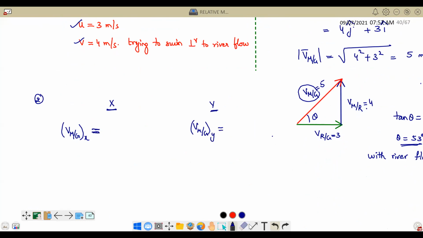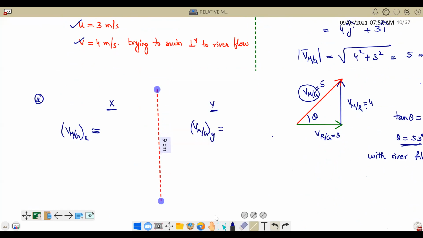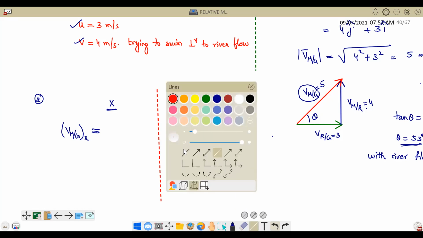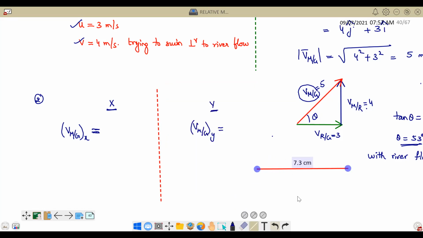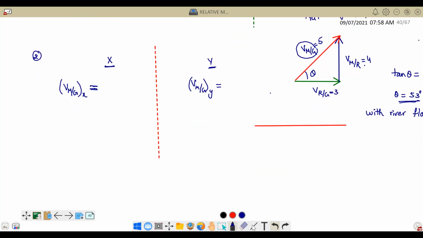Are you able to understand? Velocity of man with respect to river in x direction. Now listen here carefully. This red vector is there, na? That is the vector which I have given. Are you able to understand? That is the vector which you have to take. Suppose let us say this is the river. Now this is the river. Now this is the vector quantity.